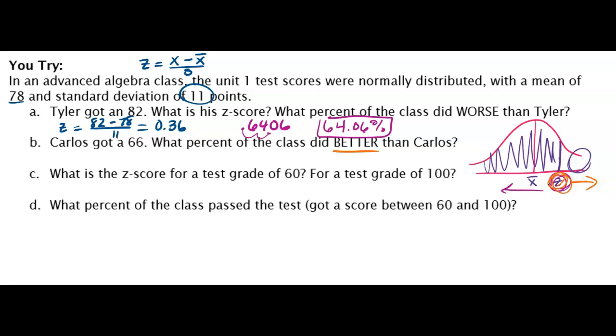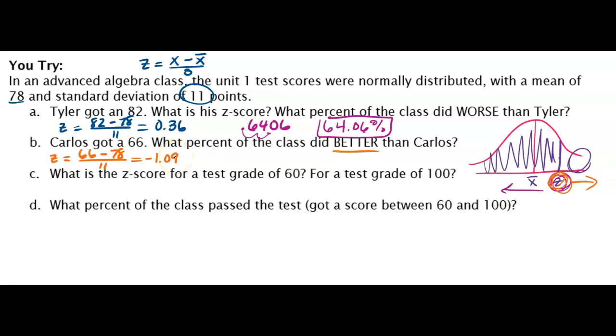All right, so let's first find the z-score. So his score was 66 minus the mean divided by standard deviation. So you set it up the exact same way. You're just replacing the value of 66. When you put this in your calculator, and I'm not going to go through that all again, you get negative 1.09.